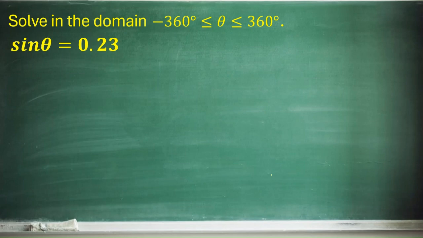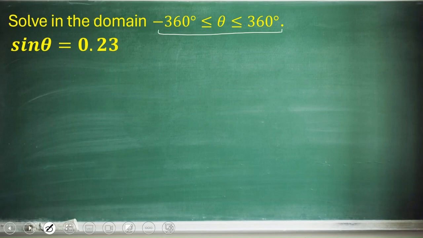Today we are solving sine of theta equals 0.23, and our domain is much bigger than the domains we've used in the past. We are specifically finding solutions in the domain negative 360 degrees to positive 360 degrees.